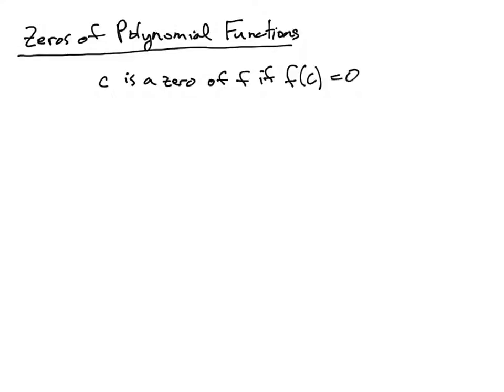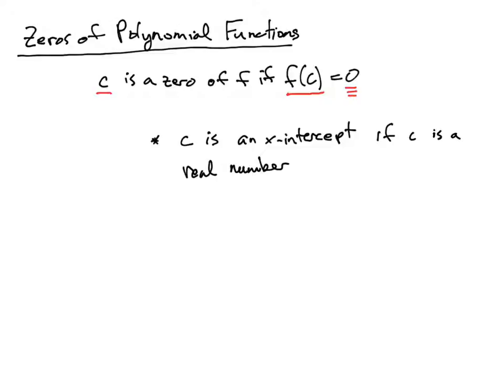In this video we're going to be talking about zeros of polynomial functions. What we mean by a zero is, if we input the value c, then c is a zero of the function f if, when we put c into the function, we get a value of 0. This corresponds to a couple of related facts, one of which is that if c is a 0, c is an x-intercept, if c is a real number.